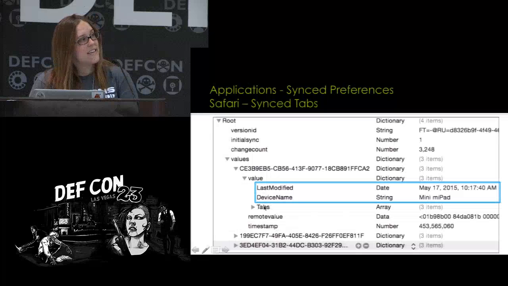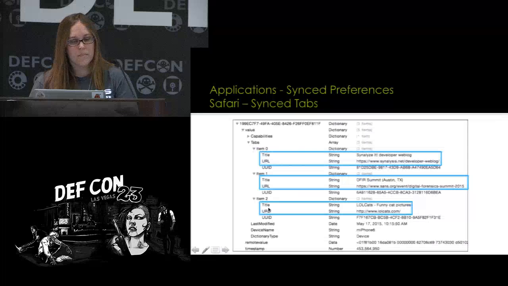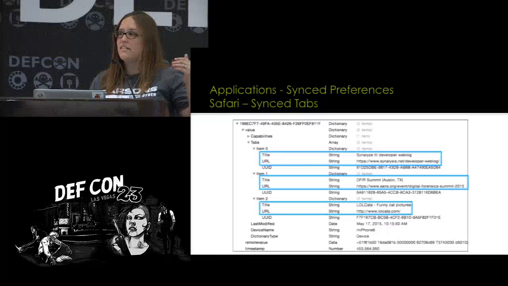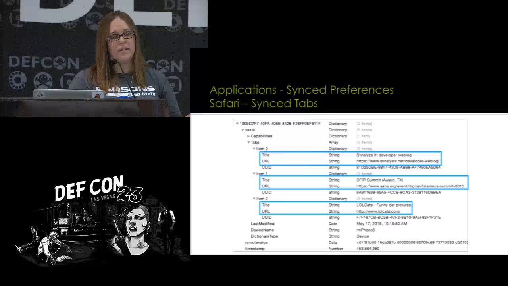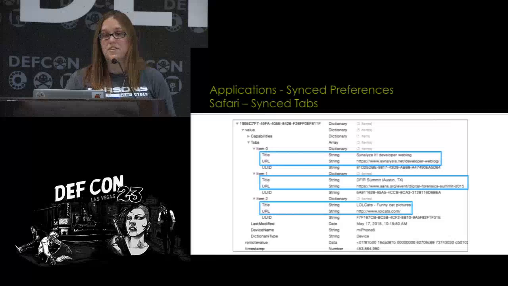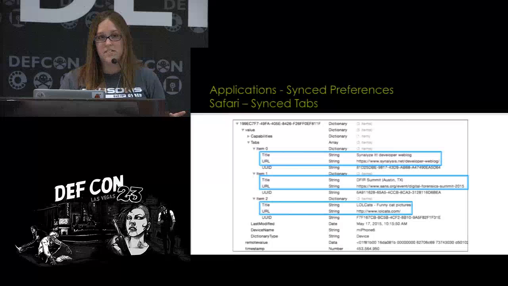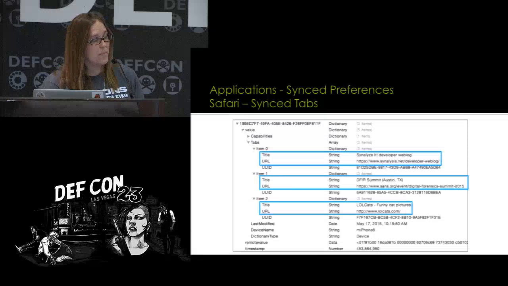So now we're going to get into this tabs key down here. Under the tabs key is data for each tab open. Now it's relatively simple data. It's basically just whatever the title of the web page was, as well as the URL that it was for.